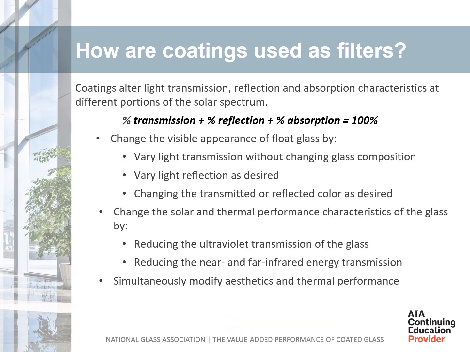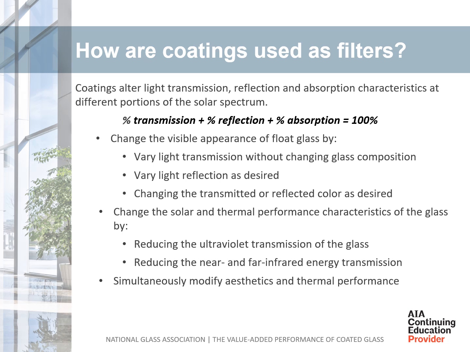Coatings may also serve as filters. Coatings can change the transmission, reflection, and absorption characteristics at different wavelengths of the solar spectrum, altering what the human eye perceives. Remember, percent transmission plus percent reflection plus percent absorption will always equal 100%. The visible appearance of the glass may be altered by varying light transmission, or varying light reflection, or changing the color of transmitted or reflected visible light in the visible spectrum.